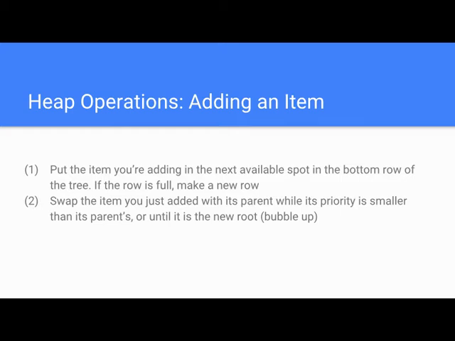So for heap operations, first we're going to go over adding an item. There are two steps. You first put the item you're adding in the next available spot in the bottom row of the tree. And if the row is full, make a new row. And you would swap the item you just added with its parent while its priority is smaller than its parent, or until it is the new root. So essentially, you would just bubble up after adding in the first step.